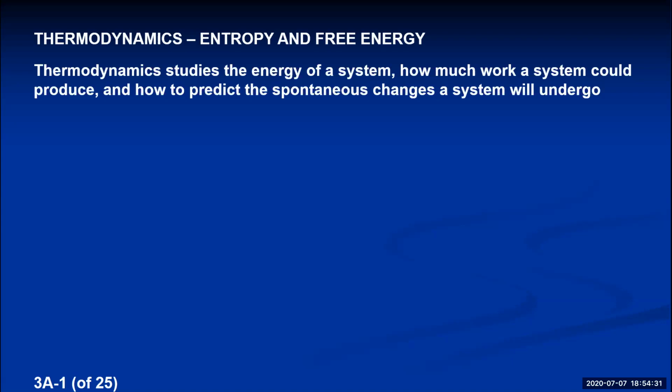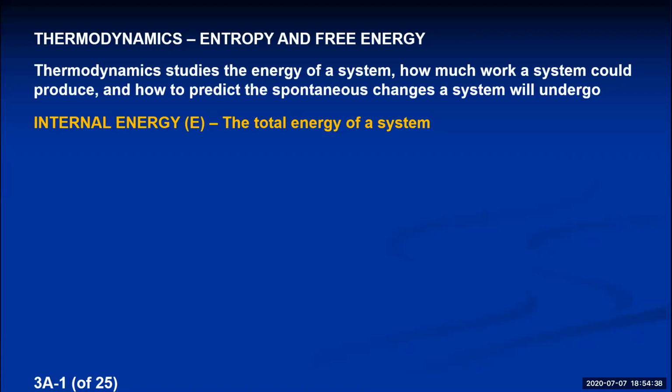And so one of the most important properties of thermodynamics is the amount of energy in a particular system, and we call that its internal energy, abbreviated by the letter E. It's the total energy of a system. This could actually be the reactants in a chemical reaction. It could be a car, whatever you want to define as your system.